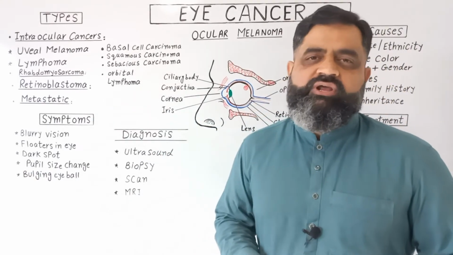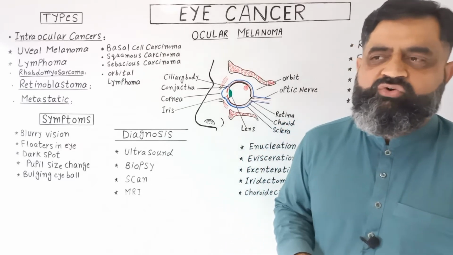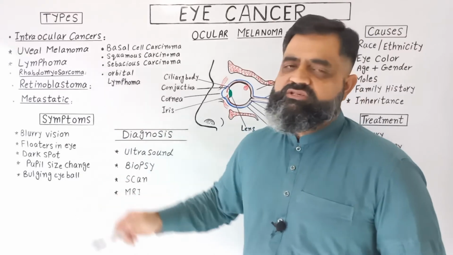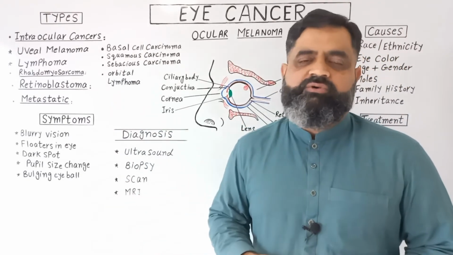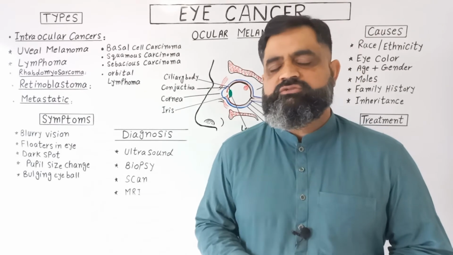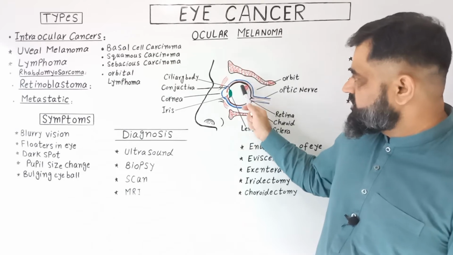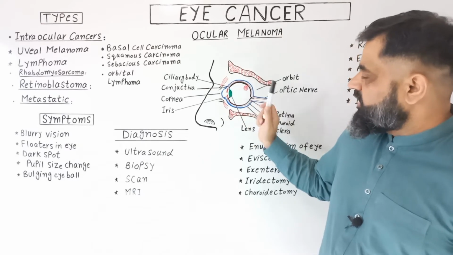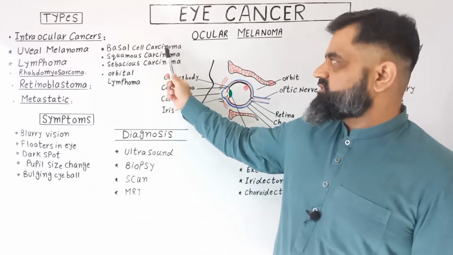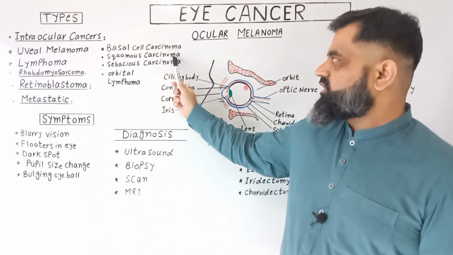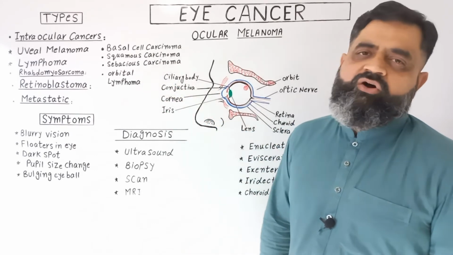Retinoblastoma is also known as an eye cancer, but it usually starts at an early age. Usually it is found in children. Metastatic cancer usually starts from the eye and spreads to different parts of the body organs. There are also benign tumors which stay localized. As you can see right over here, there is a tumor inside the eye. There are other types of eye cancer: basal cell carcinoma, squamous carcinoma, sebaceous carcinoma, orbital carcinoma, and orbital lymphoma.